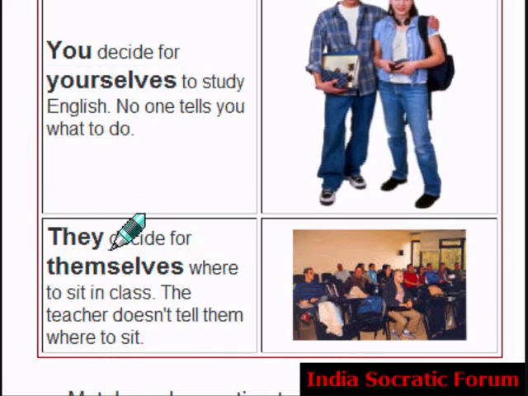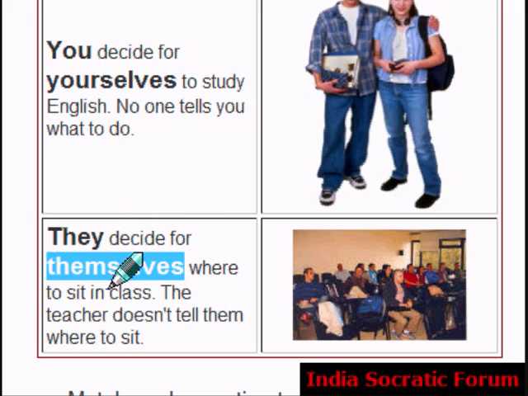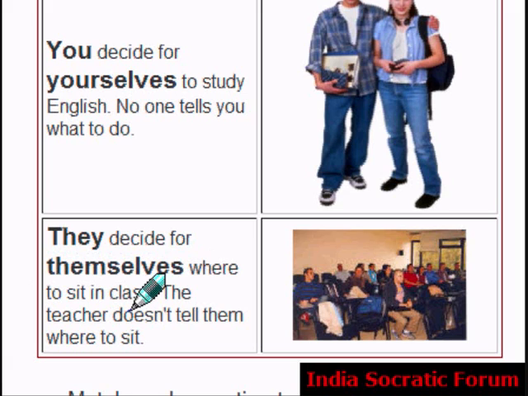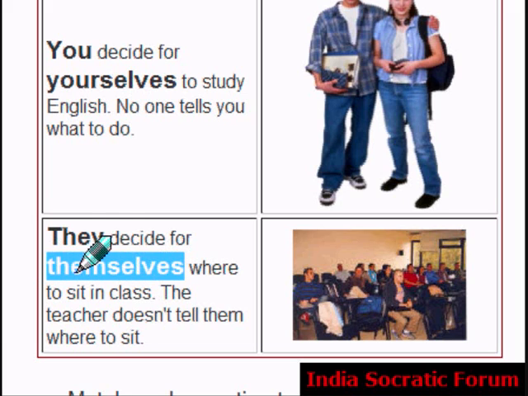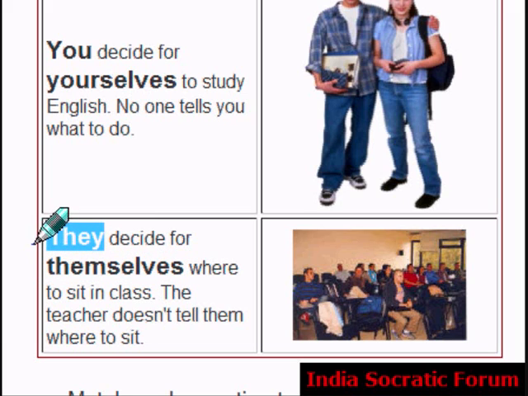One more. They decide for themselves where to sit in class. The teacher doesn't tell them where to sit. Look, they is the entire class. Themselves goes with they. Subject they refers to the subject they.